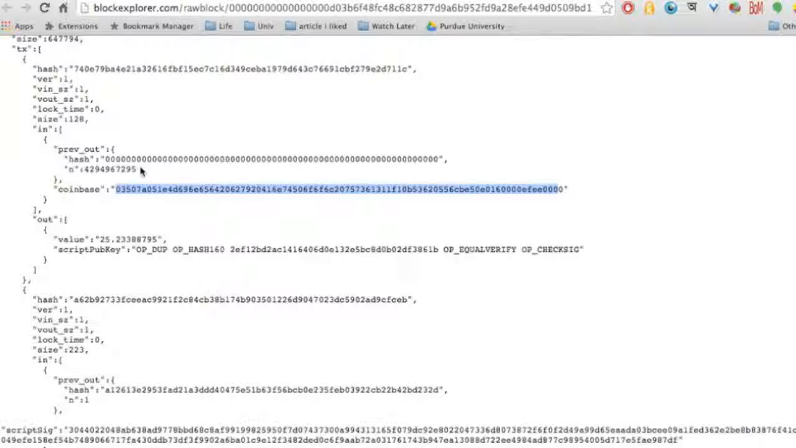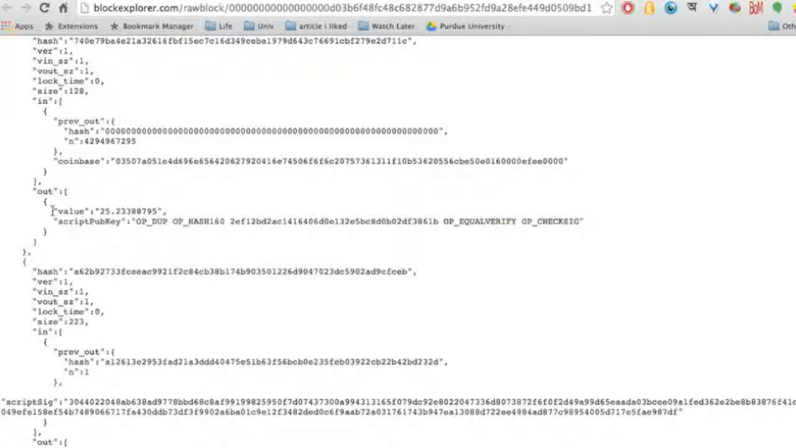So here, for example, you want to send some Bitcoin. For example, in this transaction, the amount of Bitcoin that's being sent is 25.233888795 Bitcoin. So this value means that in your input Bitcoin address, you need to first have this amount of Bitcoin. So you need to have a Bitcoin address which already holds this amount of Bitcoin.